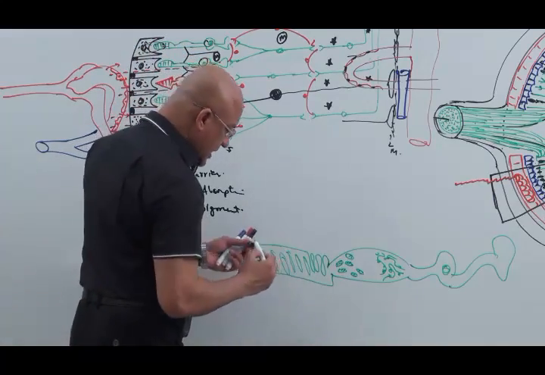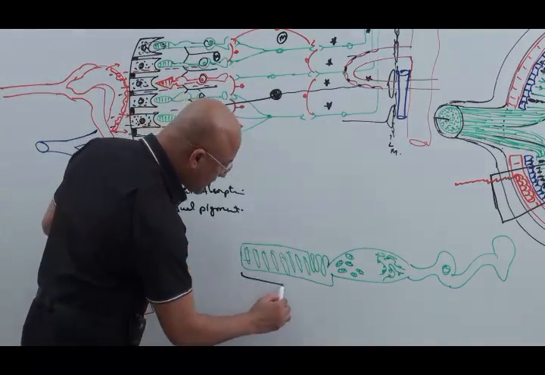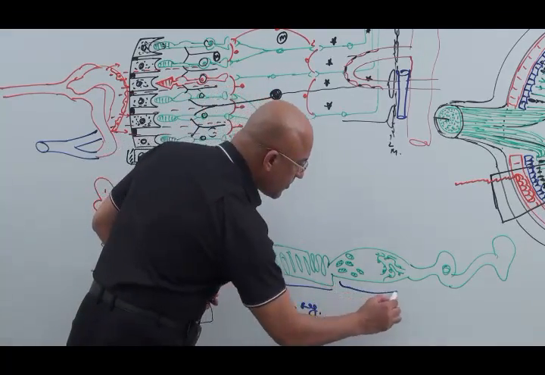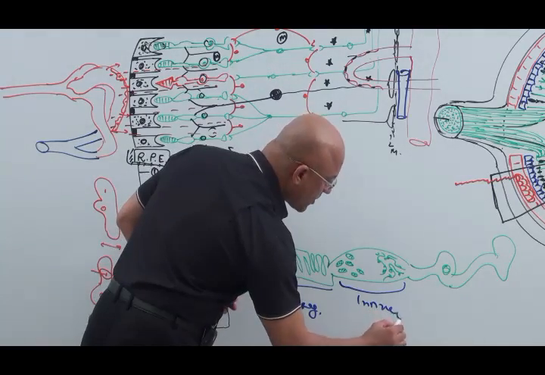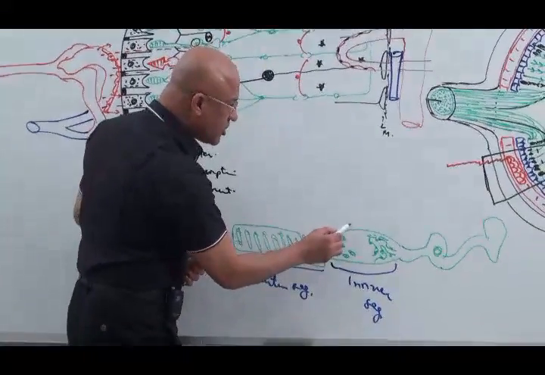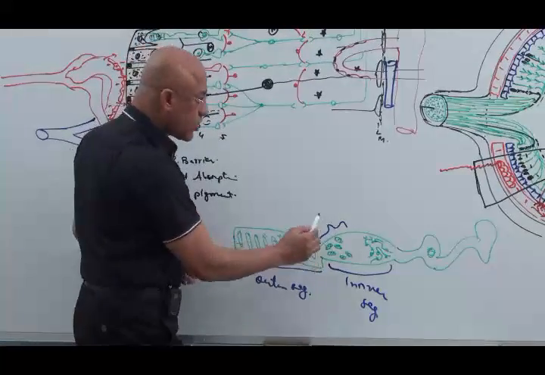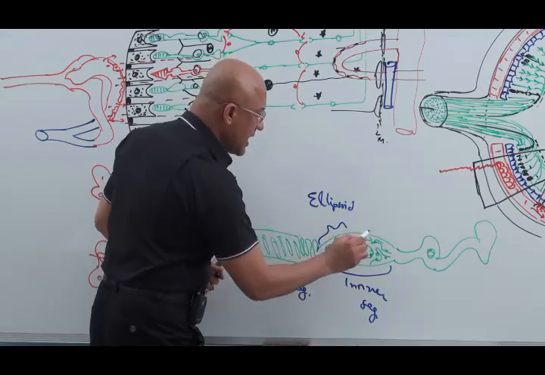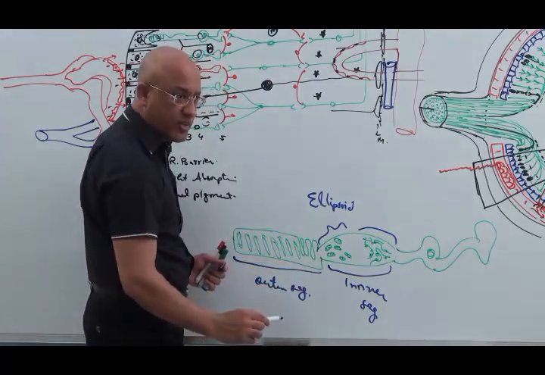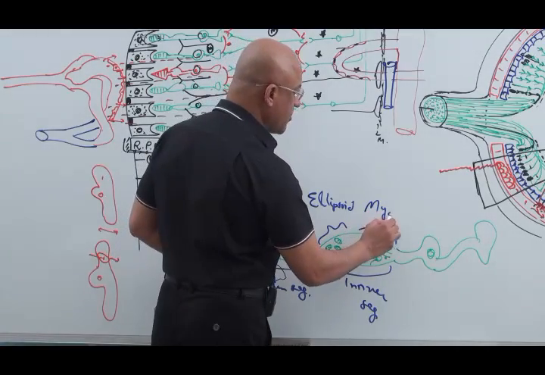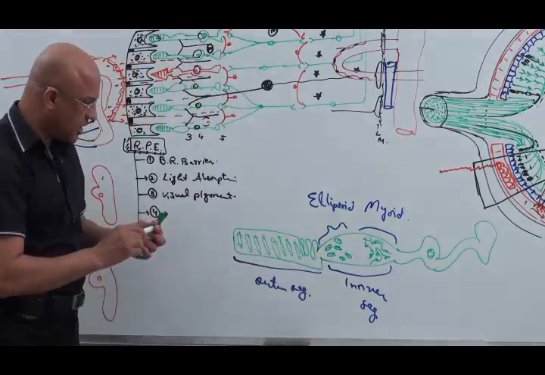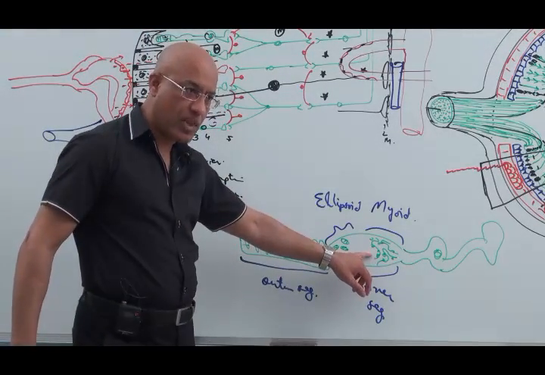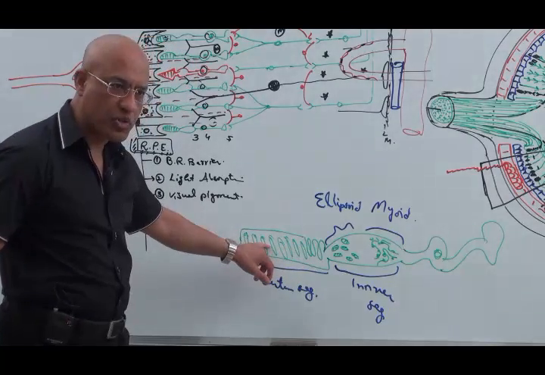So what really happens? Let me draw it functionally. This is the outer segment, and this is the inner segment. The part of the inner segment having mitochondria is called the ellipsoid part. And the part concerned with protein synthesis is called the myoid part. So this is a very brief structure of rod and cone. So what is really happening? Proteins are being synthesized here and then transported to the outermost segment.